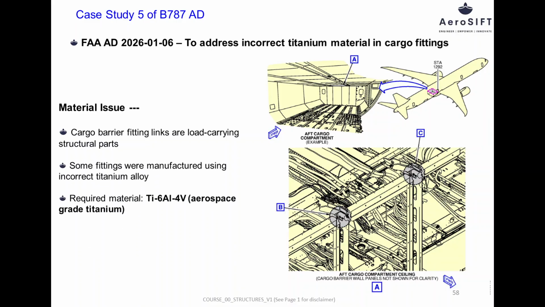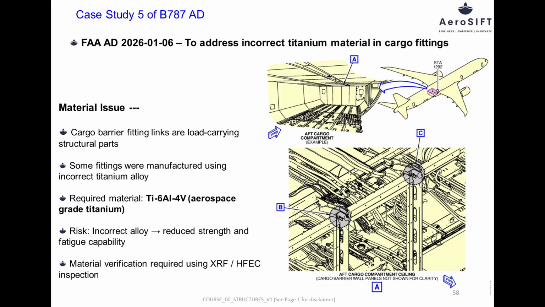During production, it was discovered that some fittings were manufactured using an incorrect titanium alloy instead of the specified aerospace-grade titanium 6AL4V. Although the geometry and installation of the fittings were correct, the material itself did not meet the approved structural specification. Since different titanium alloys have different strength and fatigue properties, using an incorrect alloy can reduce the load-carrying capability and long-term durability of the part.